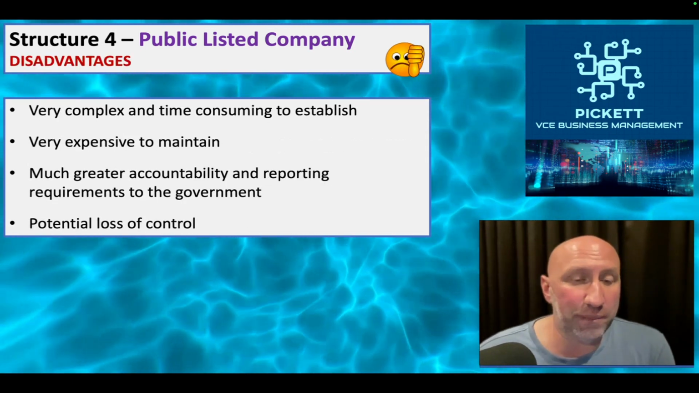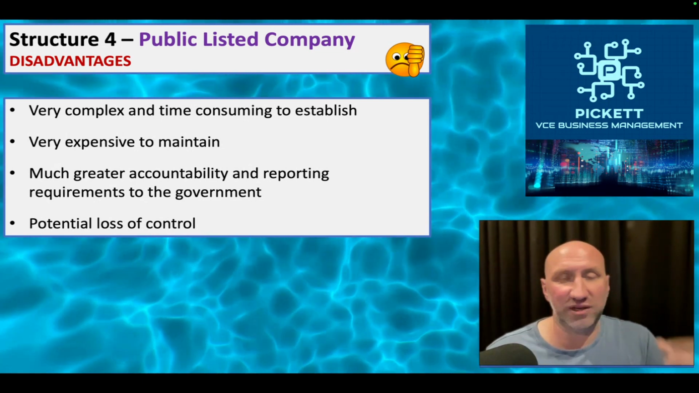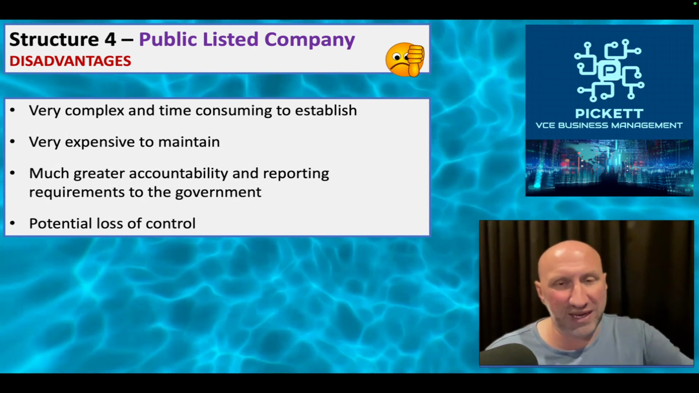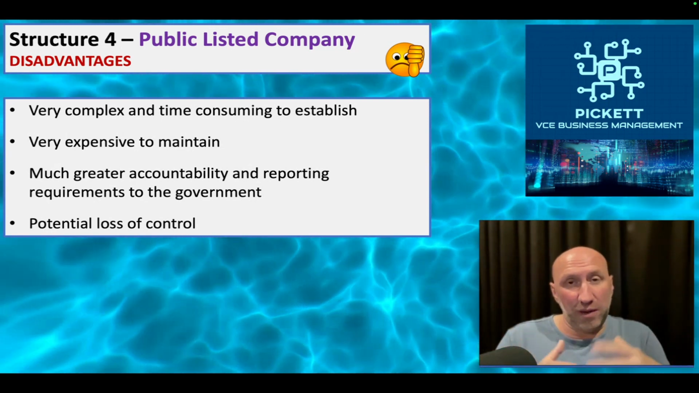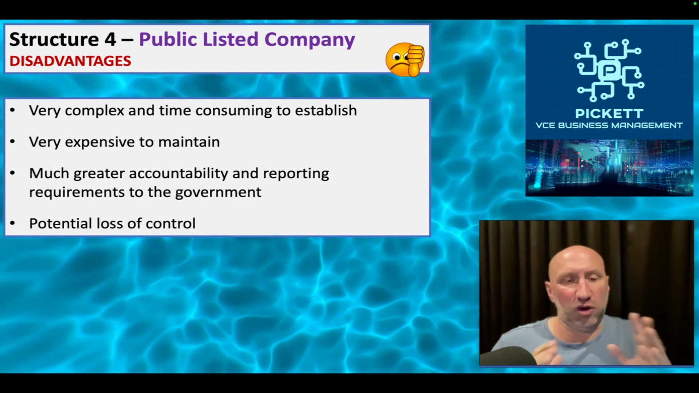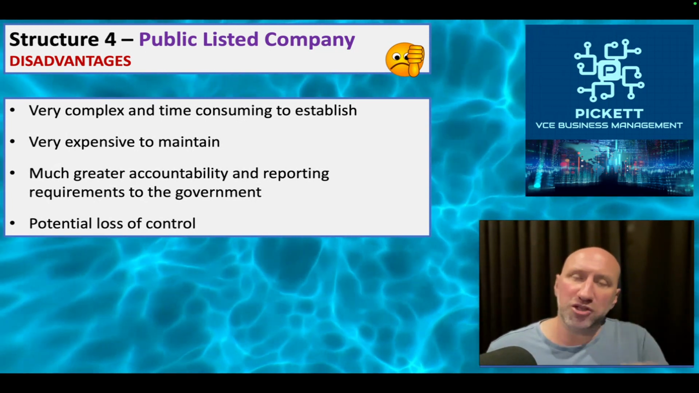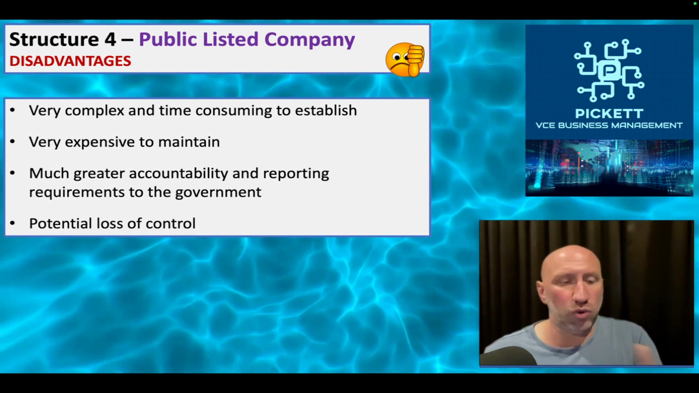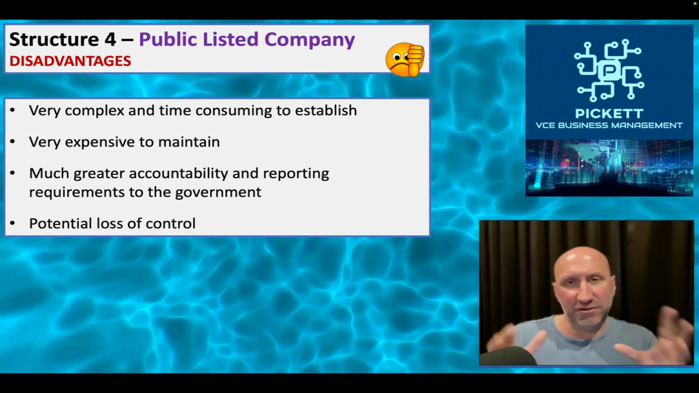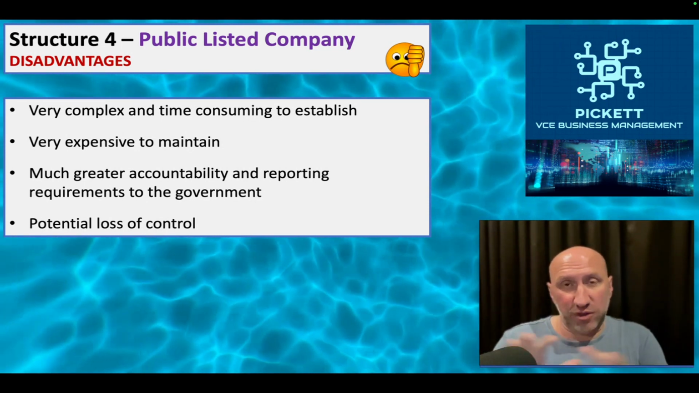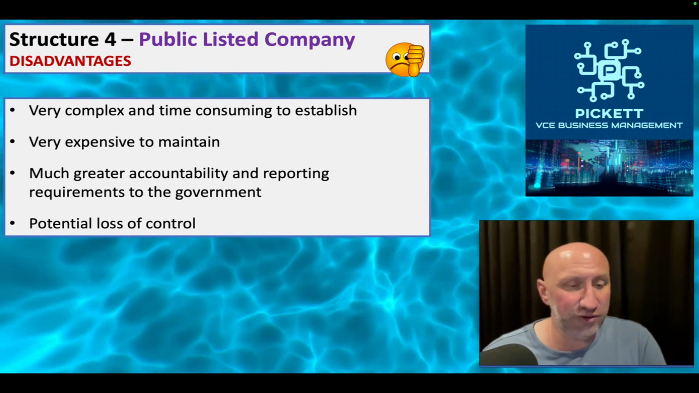Disadvantages of being a public listed company: very, very complex and very time consuming to establish. Like I say, you're not going to do this from the beginning, but if you're a private company that decides we're going to float and become a public listed company, it's a hugely complex process to go through. Very expensive to maintain, with much greater accountability and reporting requirements to the government. You have to produce annual accounts, which are visible to the public. Lots more regulations to adhere to.